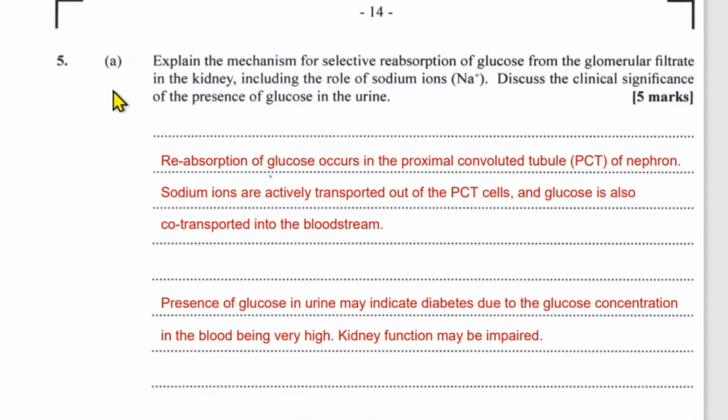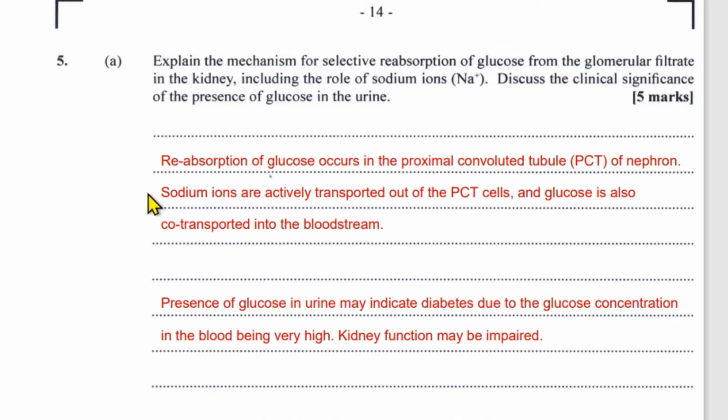Let's look at question 5. A. Explain the mechanism for selective reabsorption of glucose from the glomerular filtrate in the kidney, including the role of sodium ions. Discuss the clinical significance of the presence of glucose in the urine. Okay, so I'll pop a little diagram up just now to explain, but let me read here. Reabsorption of glucose occurs in the proximal convoluted tubule of the nephron.